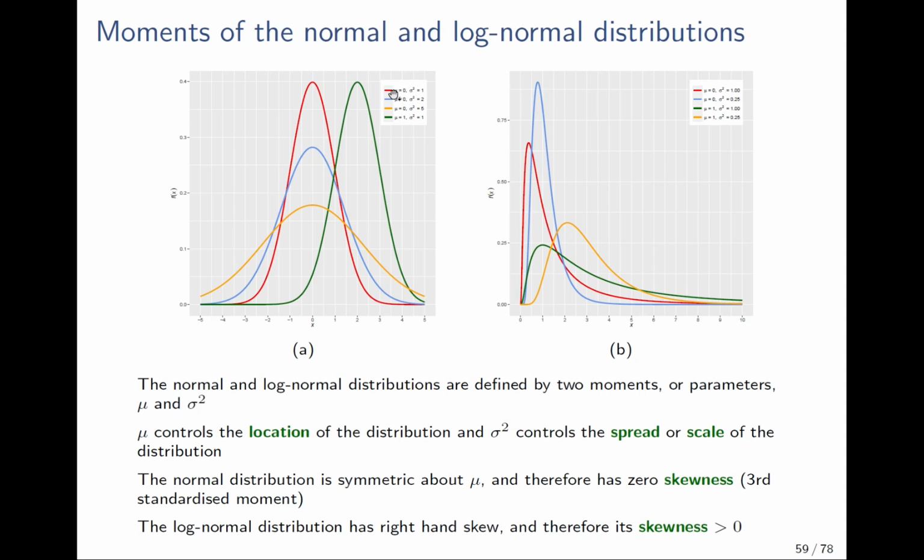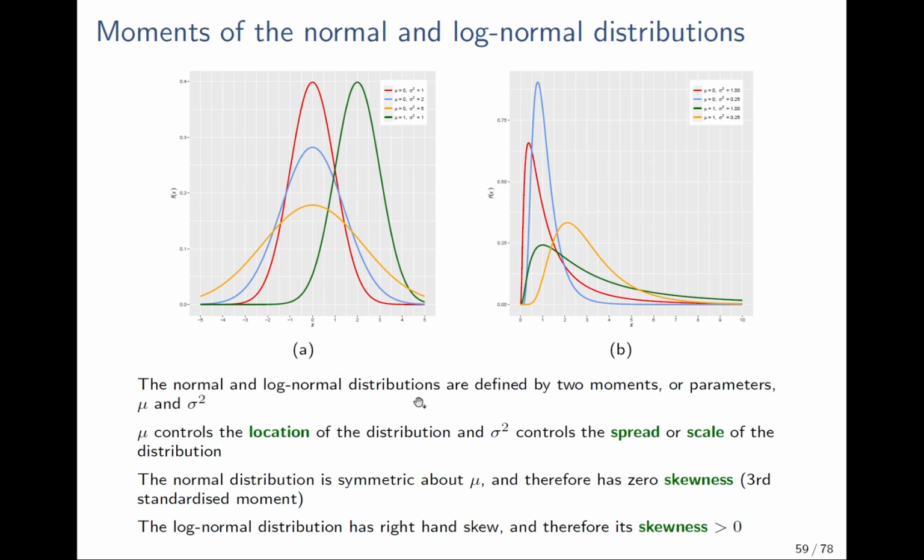Mu is the first moment. That is the expected value of the distribution. In this case, we have 3 normal distributions where the expected value is 0, and therefore the expected value sits right in the centre of the distribution. So the expectation is telling you about the centre of the distribution. In this case here, we've set mu equal to 1, and so the centre of the distribution is lying over 1, not over 0.